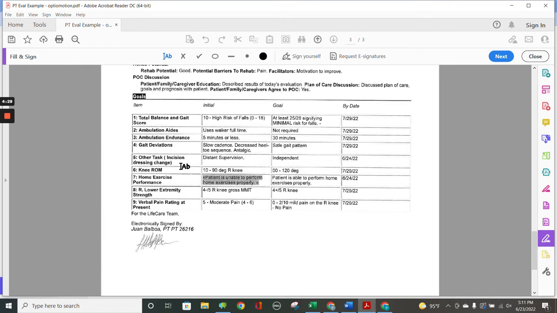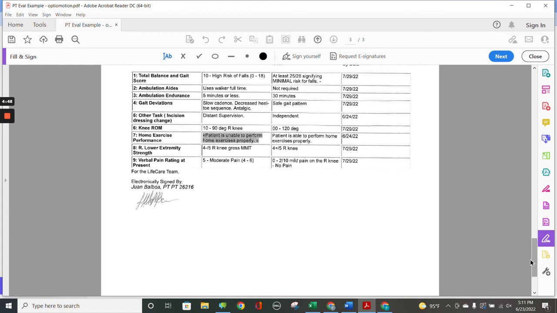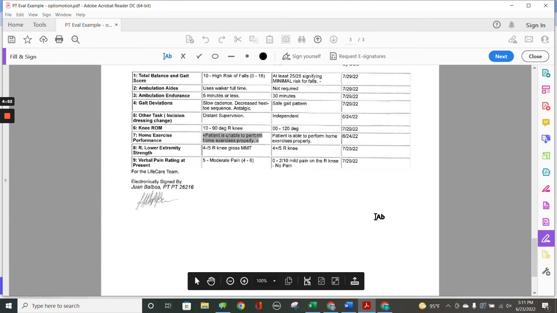Other tasks: incision dressing change, currently distant supervision. On the day Juan saw the patient, they were able to complete the dressing change with him, basically distant supervision, just watching over them. We want the patient to be independent. That usually happens pretty fast. Knee range of motion, currently 10 to 90 degrees. For the right knee, we want to get to 120 degrees.